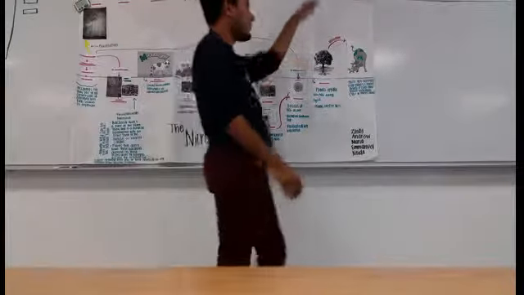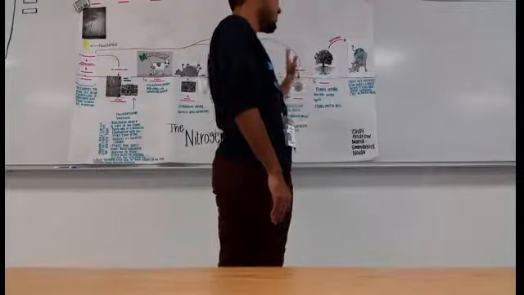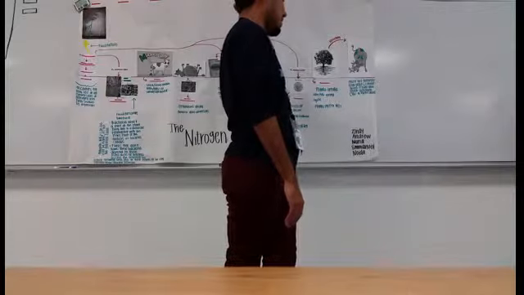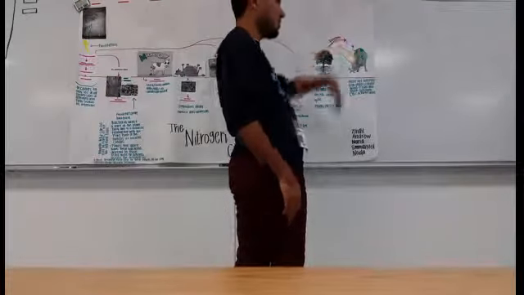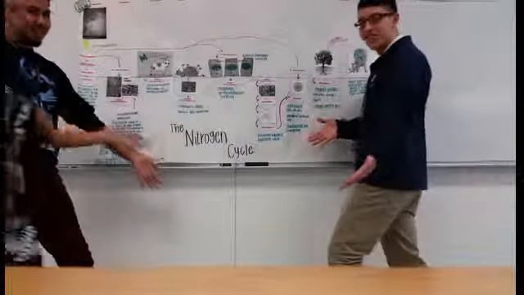And the next one we have is uptake by animals, which is whenever the nitrogen must come from the plants, because animals cannot absorb it from the atmospheric nitrogen, so they consume the plants to get it. And that is the nitrogen cycle.